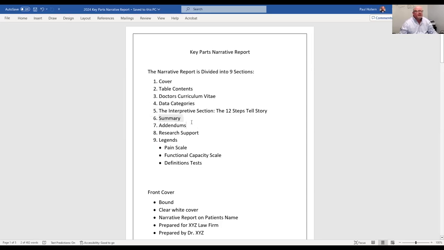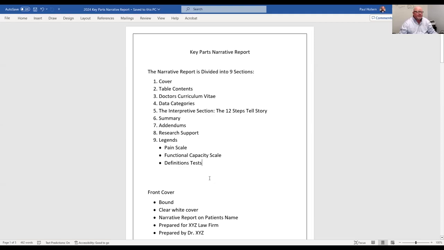Okay. Addendums, easy. All you're doing is organizing your material, telling them where it's at. Same with any research support you have that goes into the addendums. Very easy. And then the legends, very easy. Legends, whether it's the pain scale, functional capacity scale, definitions of tests, just all the different legends that we would use.